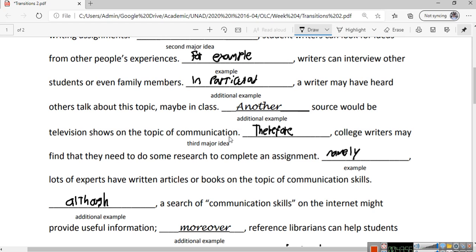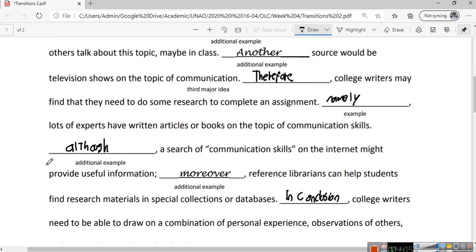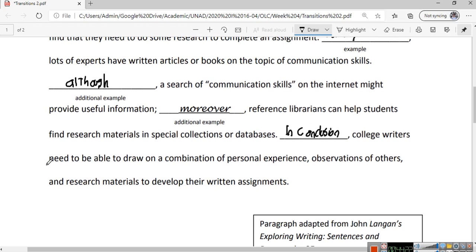Another source will be television shows on the topic of communication. Therefore, college writers may find that they need to do some research to complete an assignment. Namely, lots of experts have written articles or books on the topic of communication skills. Although a search of communications on the internet might provide useful information. Moreover, reference librarians can help students find research materials in special collections or databases. In conclusion, college writers need to be able to draw on a combination of personal experience, observations of others, and research materials to develop their reading assignments.